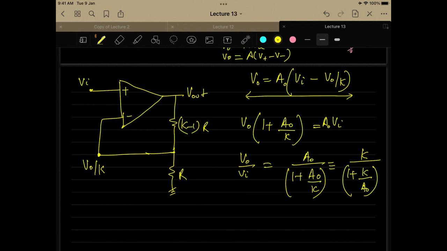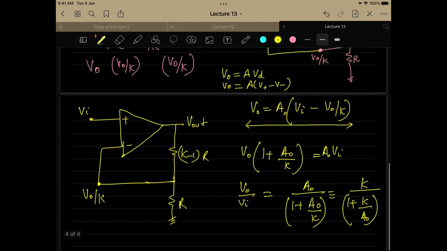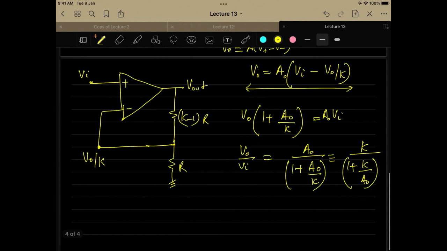Any questions here related to this? Sir, I did not get how we got V0 by K at that point. See, the important thing is, this is a voltage divider, right? So if we have two resistances R1 and R2, and it is grounded, and this is V1, then what will be this voltage? This voltage will be V times R2 over R1 plus R2. Will it be or not?